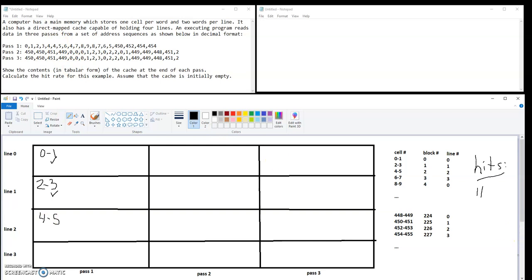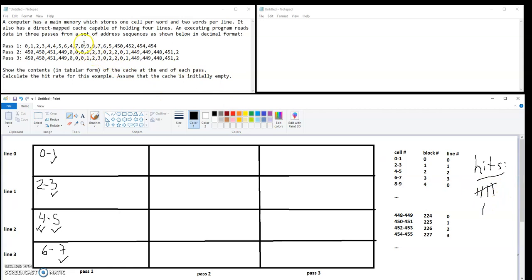Then 4 is requested again. That's a little bit of temporal locality. That's a hit. And then 5 is requested. Well, that's a hit. That was already in there. But 6 is not in there. So we have to pull in 6 along with 7. 6 is not a hit. 4, another hit. 7 now, that's a hit. It was pulled in with 6.